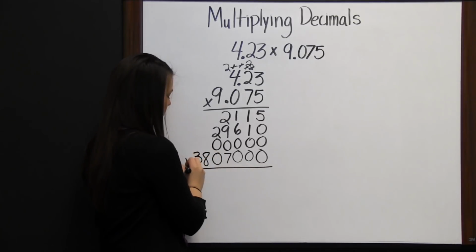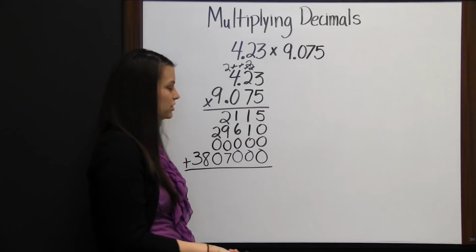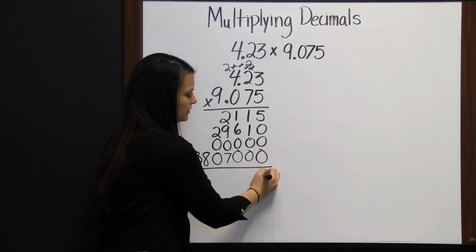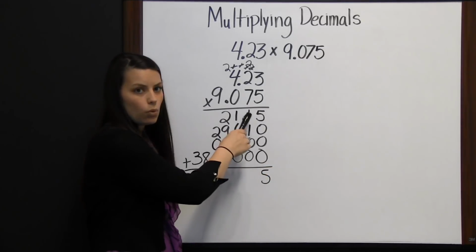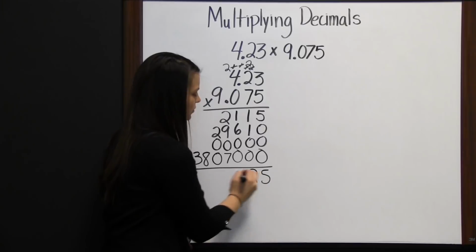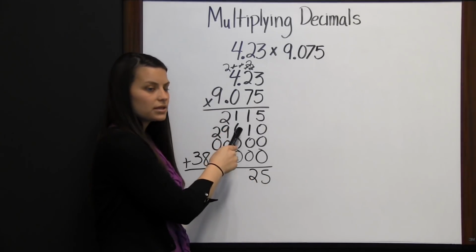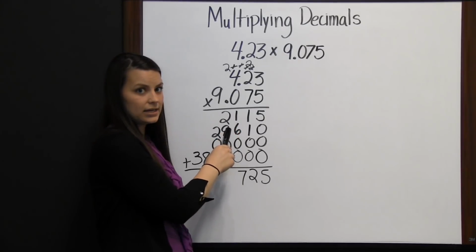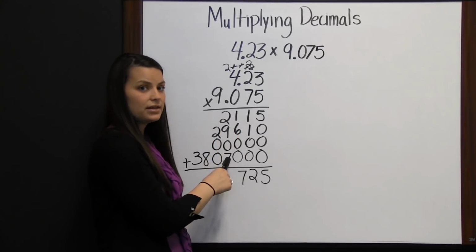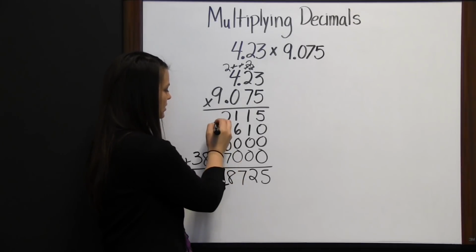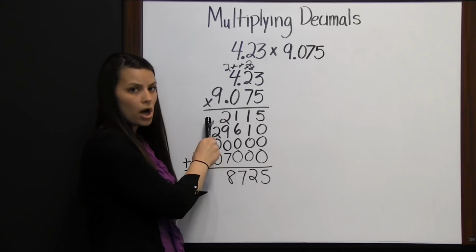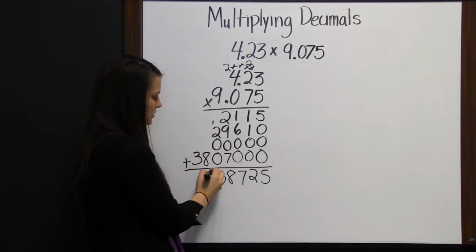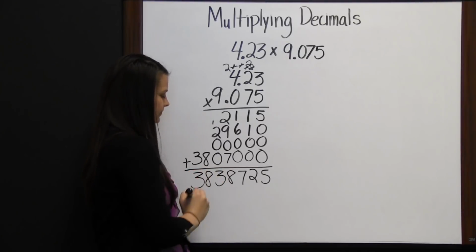Then just like we would with any other whole numbers, we're going to add our results together. 5 plus all these zeros gives us 5. 1 plus 1 is 2. 1 plus 6 is 7. 2 plus 9 is 11. Plus 7 is 18. Write our 8. Carry our 1. 1 plus 2 is 3. And then we have 8 and our 3.